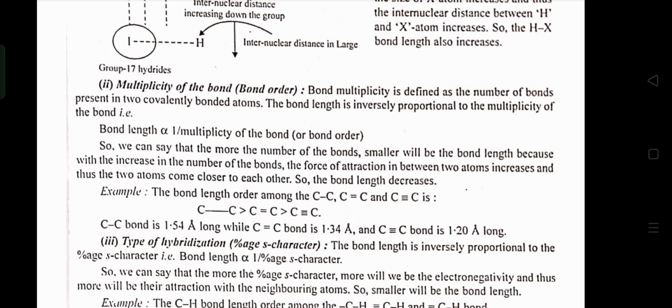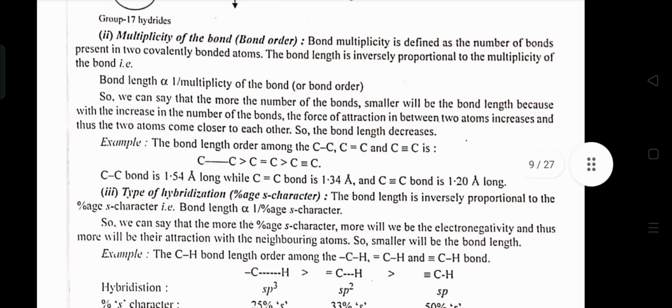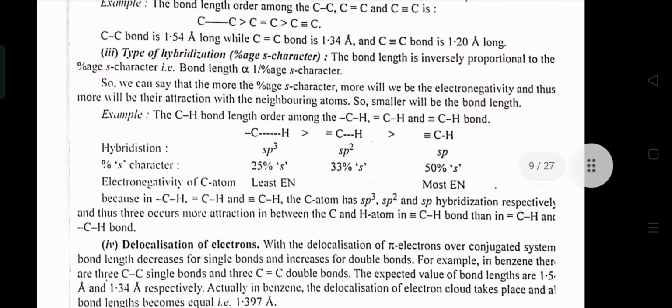The third reason is the type of hybridization, that is, the percentage of s character. The bond length is inversely proportional to the percentage of s character. So we can say that the more the percentage of s character, the more the electronegativity, and thus the more their attraction with the neighboring atom. So the bond length will be small.